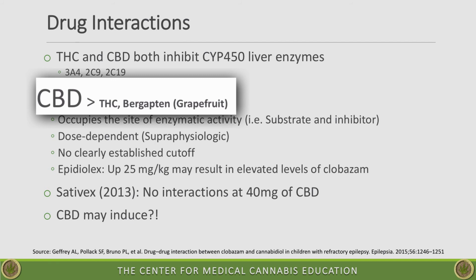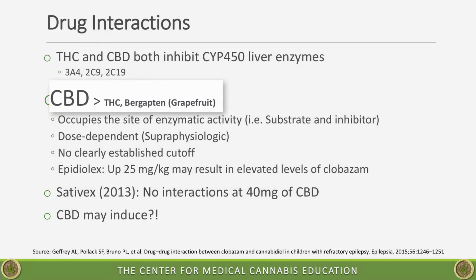CBD actually is a competitive inhibitor in that it will displace other ligands that are bound to the site of enzymatic activity. CBD is also a more potent inhibitor than the grapefruit compound bergaptan. There's a variety of different components or compounds that are in grapefruit that have been shown to inhibit the CYP450 complex, and CBD is a more potent inhibitor than bergaptan.